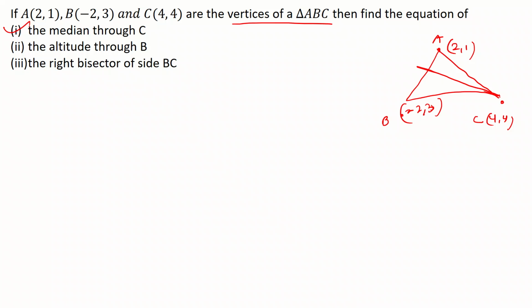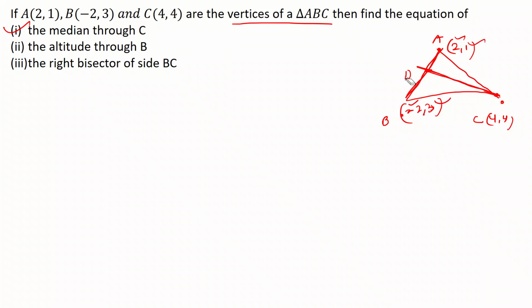So the definition of median is that it joins this particular vertex with the midpoint of the opposite side. So suppose this is the opposite side to C, this is the midpoint, let's call it D, and we have to find out this equation. Okay, so how do we find it out? It's pretty much easy. We just now discussed that to find out the midpoint, we just need to add up the x coordinates and divide by 2, and y we add up and then divide by 2.